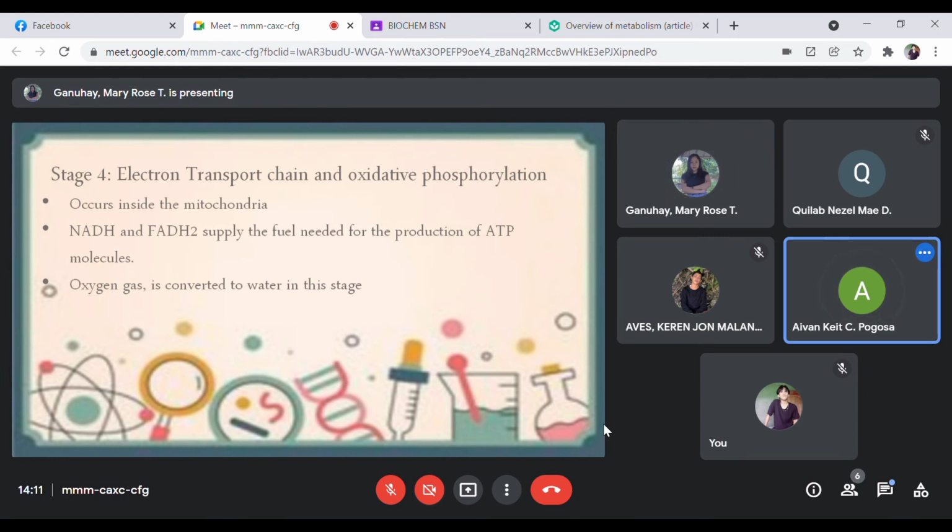The reactions in stage 3 and stage 4 are common to the processing of carbohydrates, fats, and proteins, so they are collectively known as the common metabolic pathways. It is the sum of the reactions that occur in the citric acid cycle, the electron transport chain, and oxidative phosphorylation. That's all.